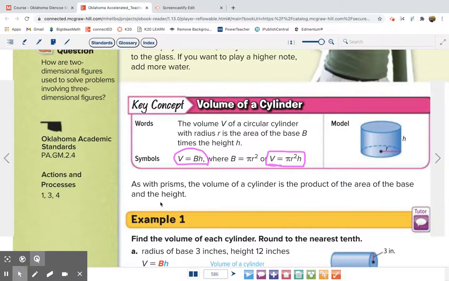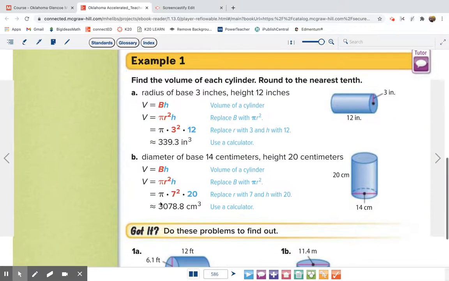So let's look at the first example. They give us 2 to try. So find the volume of each cylinder, round to the nearest tenth, because we know we're going to have pi. Pi is a never-ending number. So on A, it's turned on its side. It says the radius of base 3 inches, height 12 inches. So the radius is 3 inches, height is 12. So the volume of a cylinder is pi r squared H.